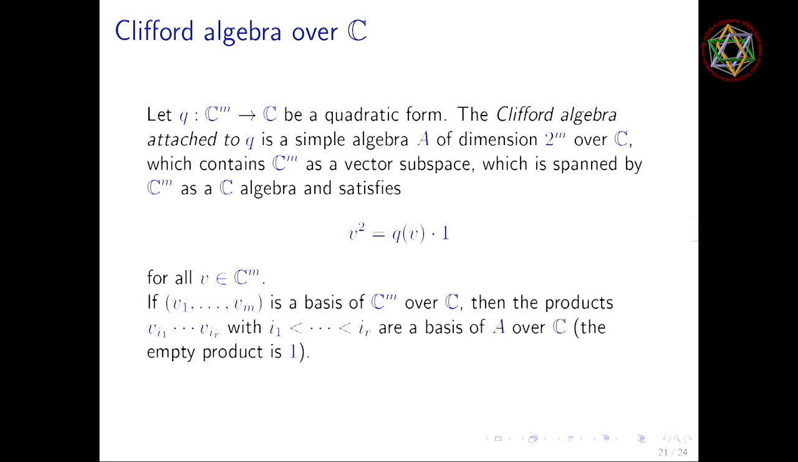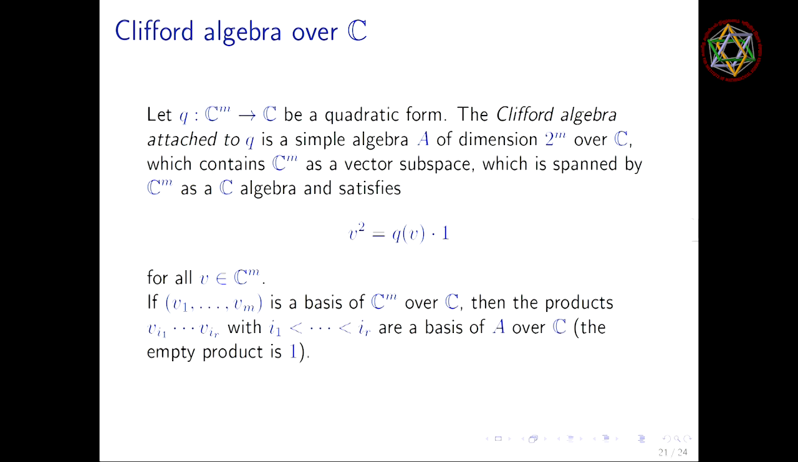So we have a map Q, which is a quadratic form. The Clifford algebra attached to Q is a simple algebra A of dimension 2^m over C. It contains C^m as a vector subspace. It is spanned by C^m as a C-algebra, and the square of an element in C^m is given by Q(v), where Q is the given quadratic form, for all v in C^m.